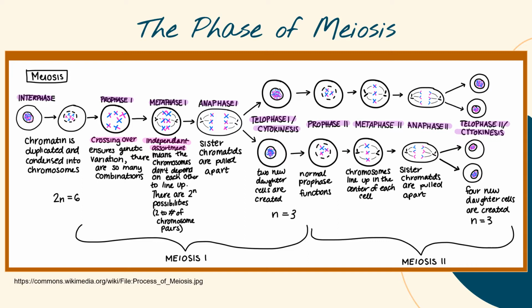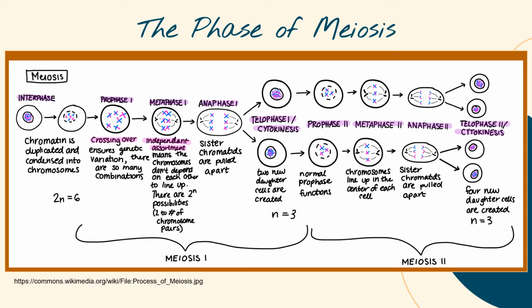And we have telophase 1. The telophase continues the processes of the previous phase in that the chromosomes continue their movement to the poles of the cell.